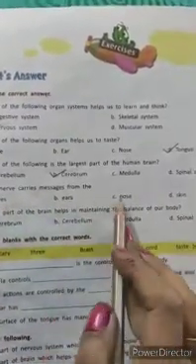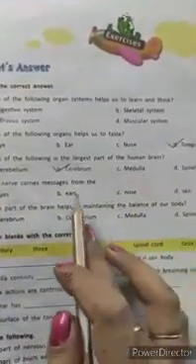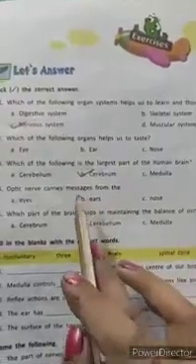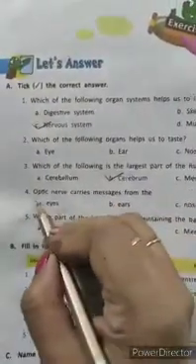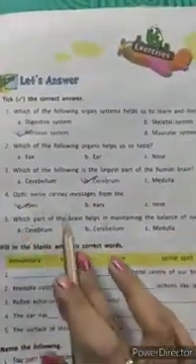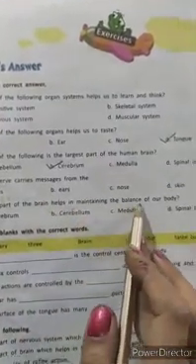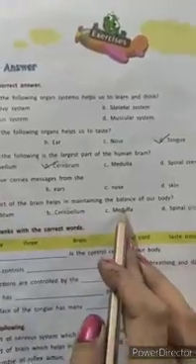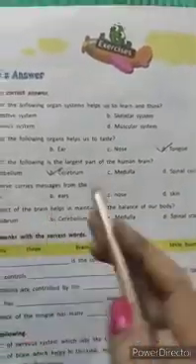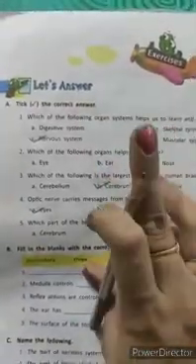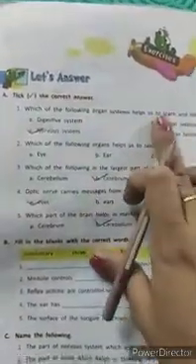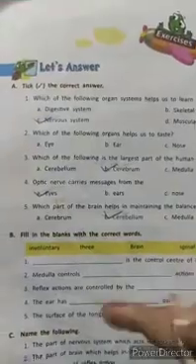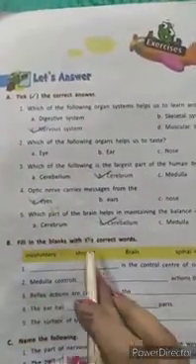Now, optic nerves carry messages from which part? Eyes, ears, nose and skin. It is eyes, so the first option is eyes. Which part of the brain helps in maintaining the balance of our body? Cerebrum, cerebellum, medulla or spinal cord. It is cerebellum. So students, in this way we have done exercise A, that is tick the correct answer. Now we will move to B, that is filling the blanks with the correct word.